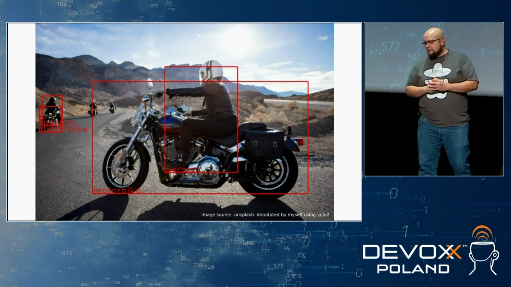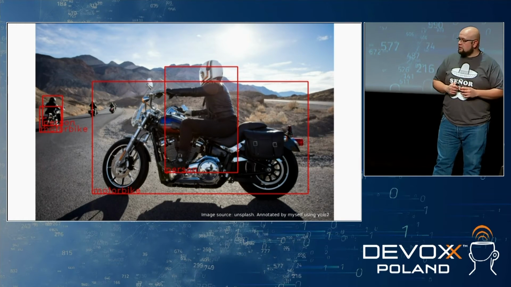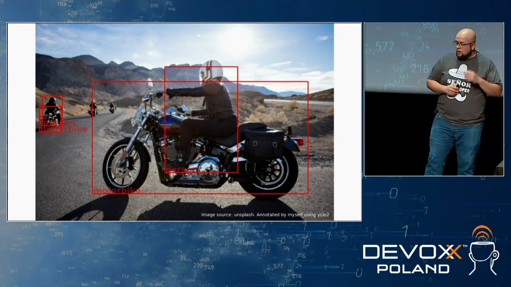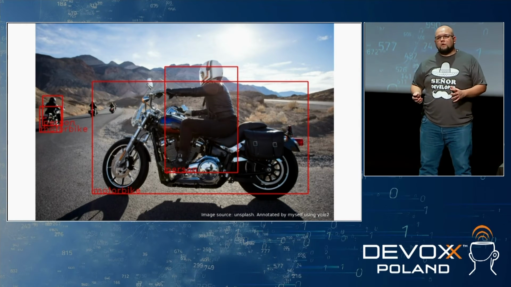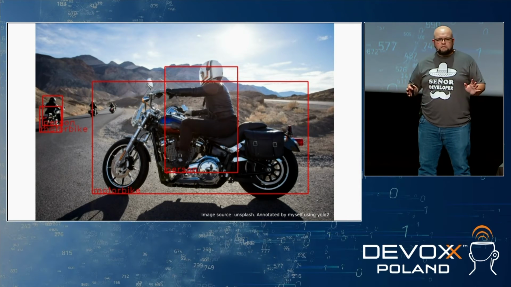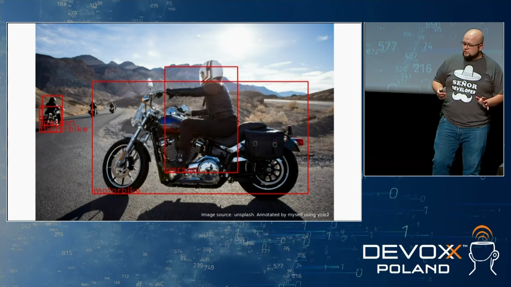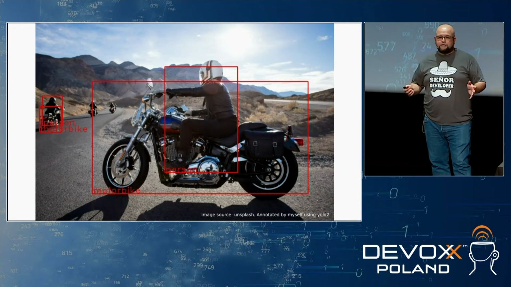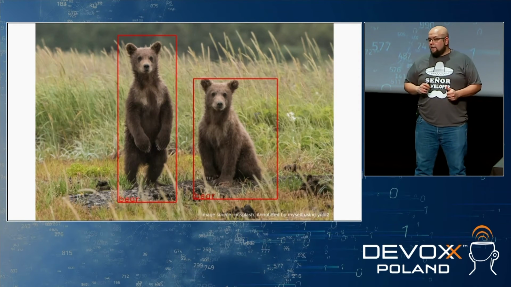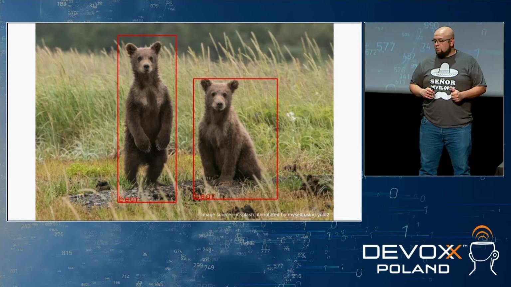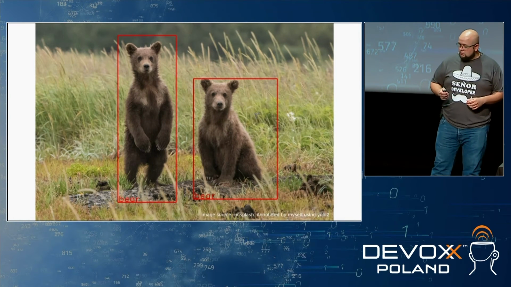So let's have a quick look at some of the examples that I came up with. Here, it detects a couple of motorcycles and a couple of people. I think it's impressive. It's nice. It was something easy to get, so it's nice. Here, it detects a couple of pairs of cubes. Also a cute thing. Nice.